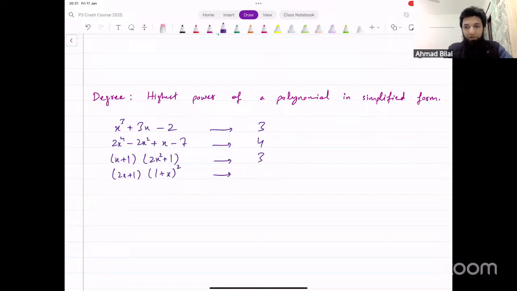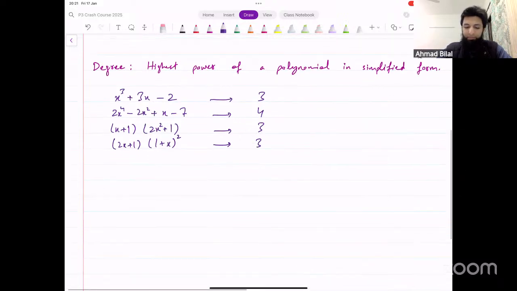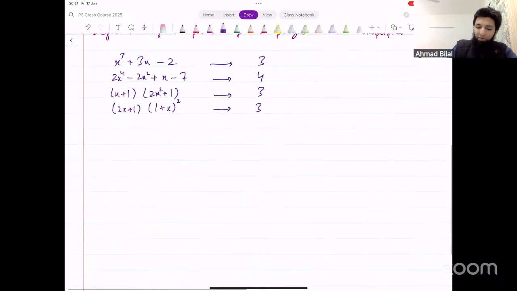This is also 3, right? Because you have x here. From this, you would get x squared. X squared into x, the highest power in simplified form is going to be 3. Okay, so you understand what degree of a polynomial is. Now, what are proper and improper fractions?